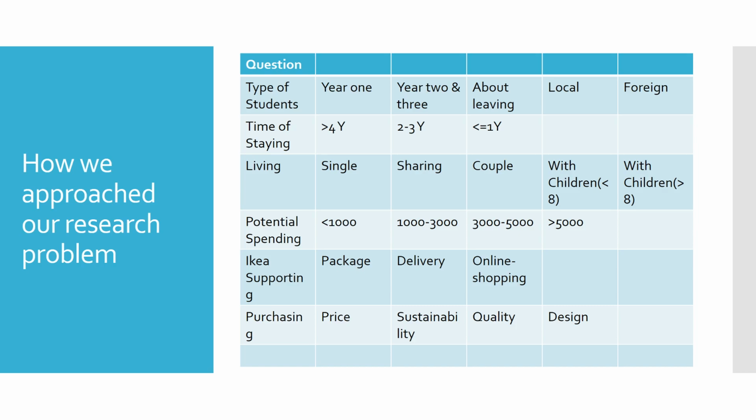And then we come to the living situation. Are they single, or are they sharing with their friends, or are they a couple? Do they have children? And then we have the potential spending, which means the purchasing budget that they would spend on furniture and household items from IKEA. We have 4 options from 1000 to 5000 SEK. And then we come to the IKEA service chain, the services that IKEA would provide to the students, from packaging to delivering and to online shopping.